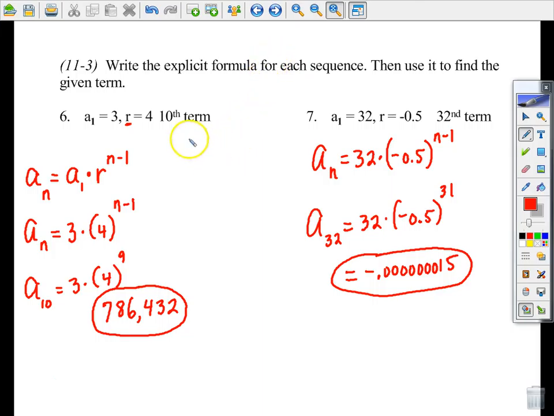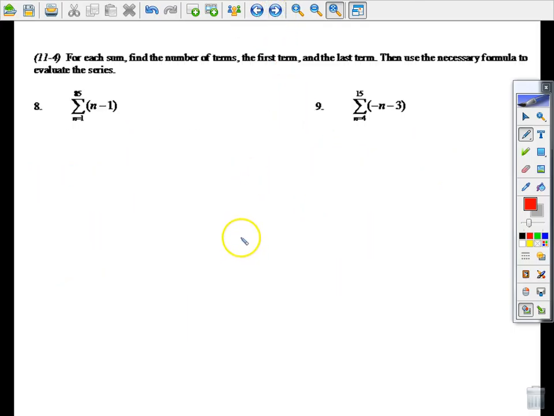So once again, a lot of formulas. Make sure you practice the problems so you know which formula is connected to these particular problems. Very important. All right, for number 8, we are given summation notation, 8 and 9, and we've got to find 4 basic things. I'm just going to do A will be number of terms, B will be first term, and C will be last term, and then using the necessary formula to evaluate just means find the sum of the series, we'll let that be letter D.